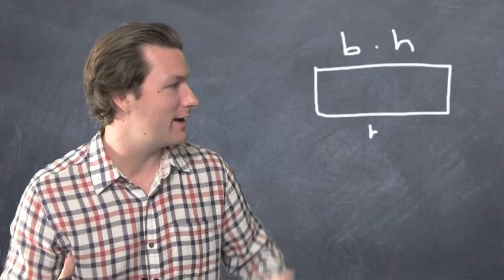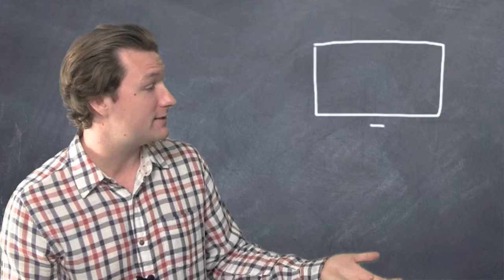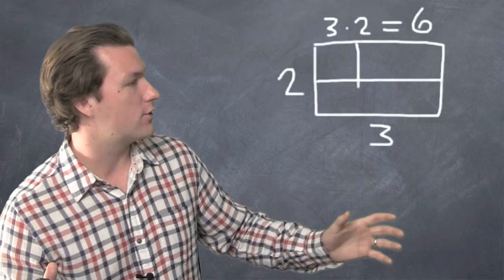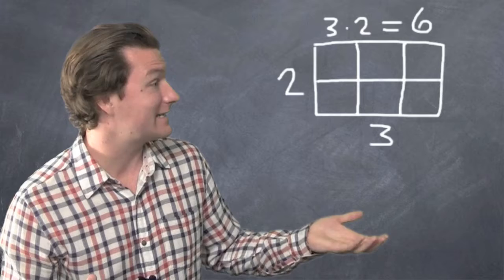So let's say we had a rectangle that was 3 as a base and 2 as a height. We just multiply the base times the height. We do 3 times 2, and that'd be 6. And if you notice, if we draw little squares inside that rectangle, you count up 1, 2, 3, 4, 5, 6 little squares in that rectangle. So it's not just a coincidence that the area is the base times the height.